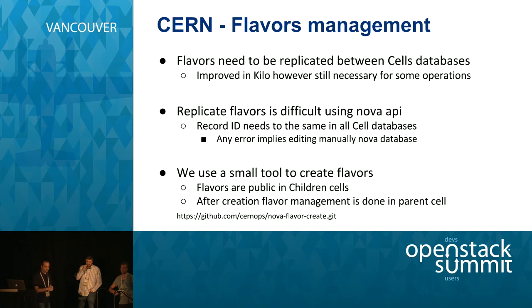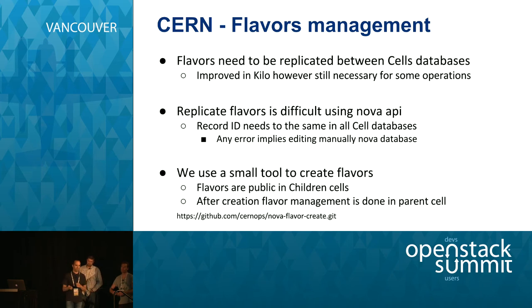Flavors management. Because different cells have different requirements, all the projects that run at CERN have specific needs, so all of them need special flavors. How can we manage different flavors per project in a big infrastructure?